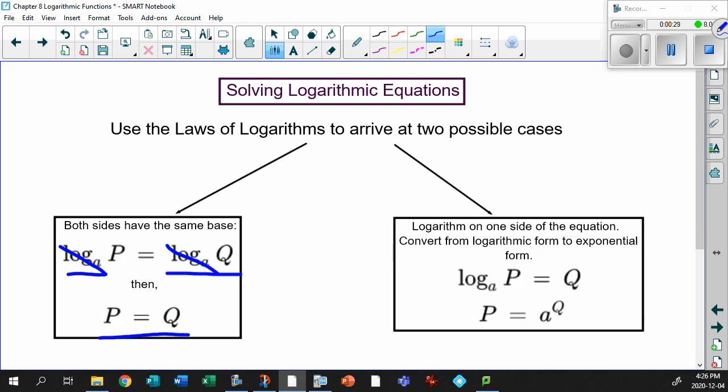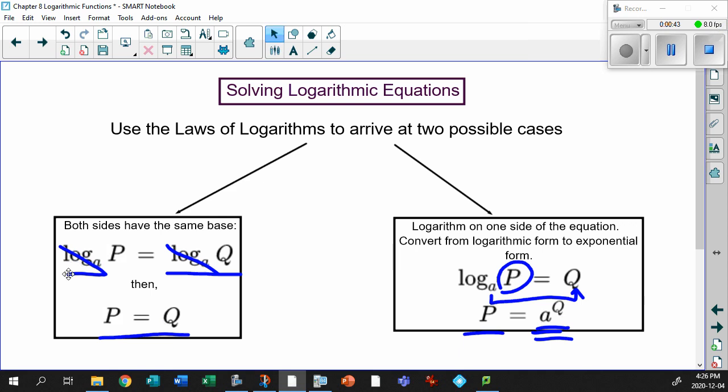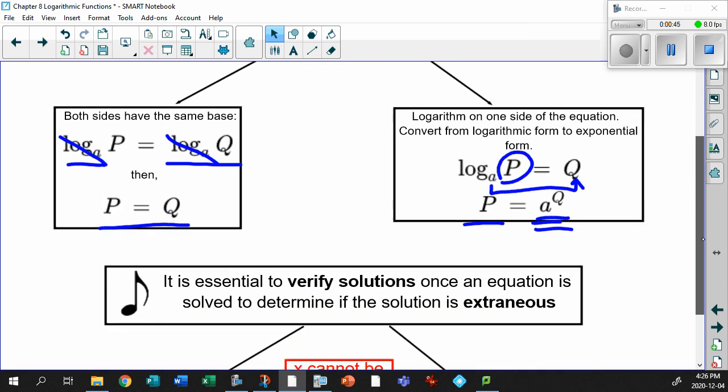The second way of doing this is, if you have something like this, you turn around and say, okay, I'm going to take the log of both sides, and I'm going to remember the log can actually just be written in exponential form. Take a to the power of q, that equals p. See, a to the power of q equals p.